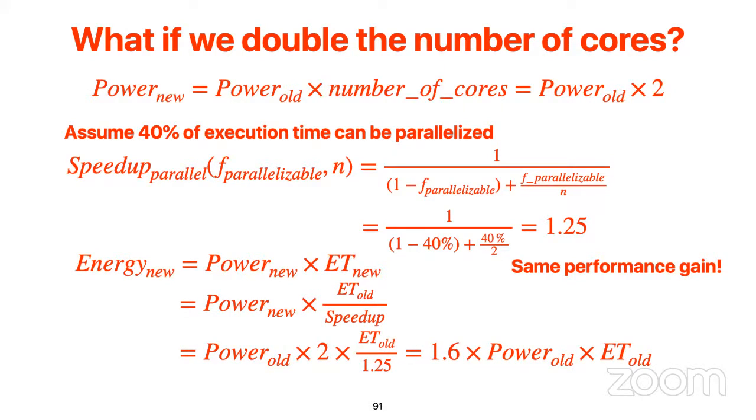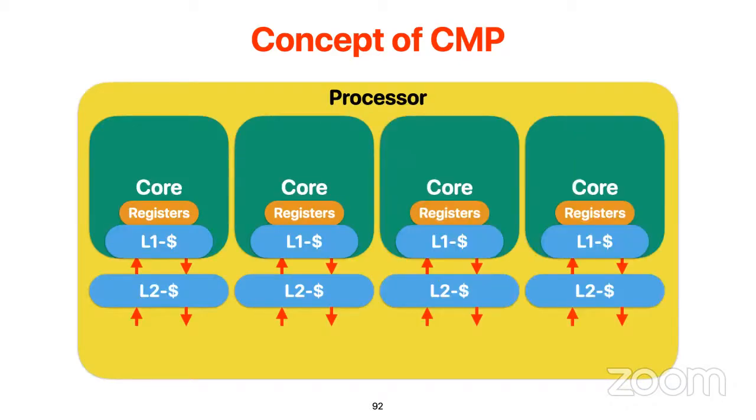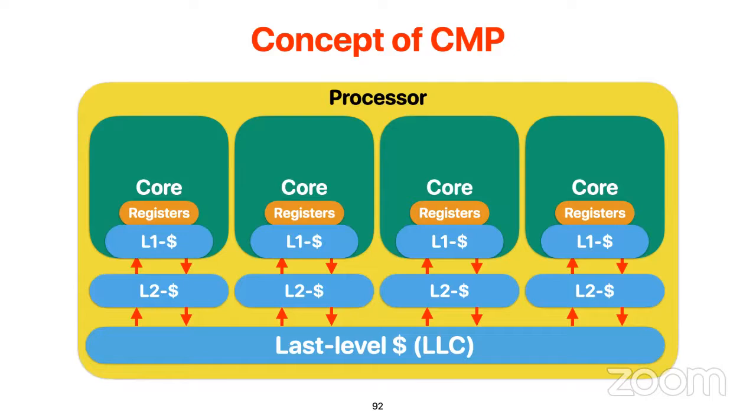So that's why you see modern processors favor doubling the number of cores instead of doubling the clock rate. Now, the concept of chip multiprocessor, instead of doubling the clock rate, is that we just double the number of cores, and we still maintain the private cache of each core and use the last level cache as the front end of your main memory abstraction.